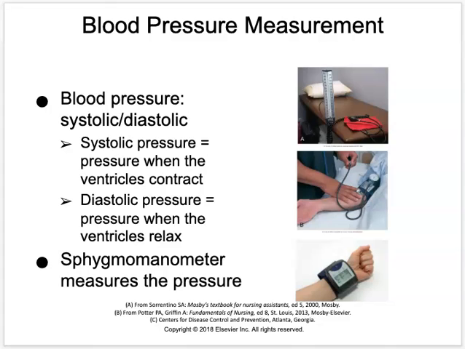A sphygmomanometer is the name of the tool that measures blood pressure, or the blood pressure cuff. Okay, this is what measures the pressure. And a term that we associate with blood pressure is high blood pressure, which we call hypertension. And the abbreviation for hypertension is HTN.